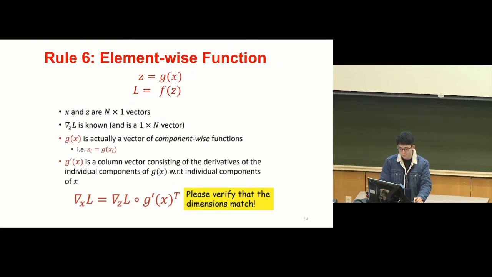Next one is the element-wise function. Here, z equals g(x), and g itself is a vector of component-wise functions. Usually, it will come with the ReLU or the sigmoid functions when you're using activation functions. So when you are computing it, the partial derivative of L with respect to x equals the partial derivative of L with respect to z, element-wise dot the derivative of g with respect to x transpose. So it's quite useful when you're doing the derivative with respect to the activation functions.